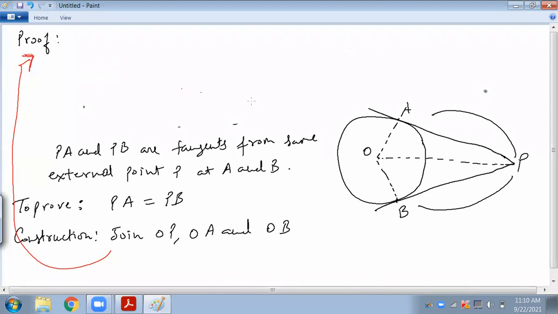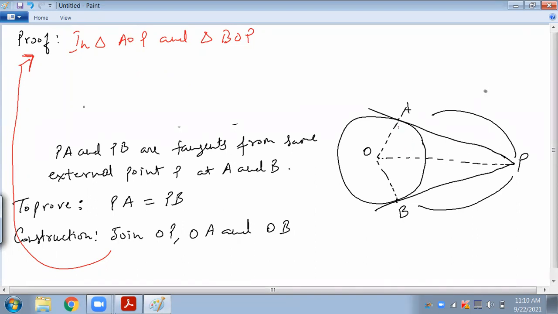Okay, proof. Now to prove this, what you have to prove is PA and PB equal. PA is a part of triangle AOP, and PB is a part of triangle BOP. So we'll try to show these two triangles congruent. So we'll take triangle AOP and triangle BOP, and we'll try to show that they are congruent. Now how to show they are congruent?